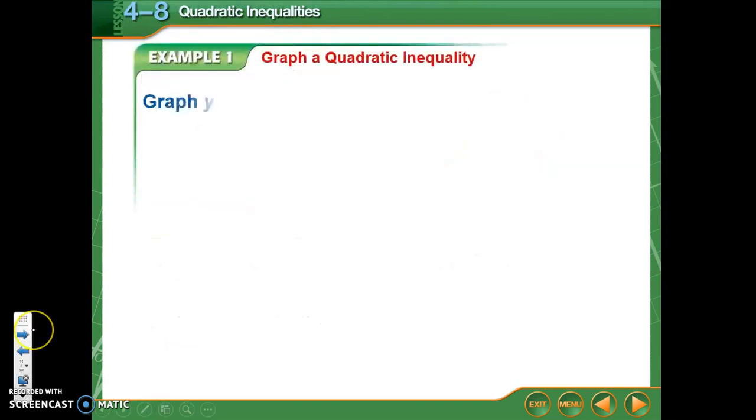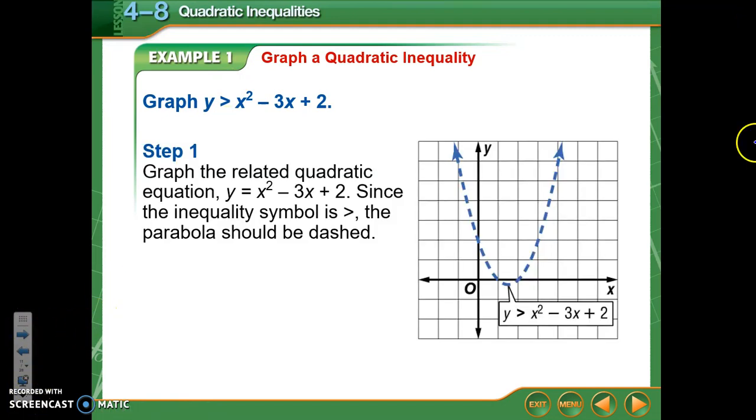So a quadratic inequality looks like this. Here I have y is greater than x squared minus 3x plus 2. We have up until now talked about how to graph y equals x squared minus 3x plus 2, so we're going to do some of the same process. And step 1 is to graph our parabola. So there's a couple different ways, of course, that you could do that.